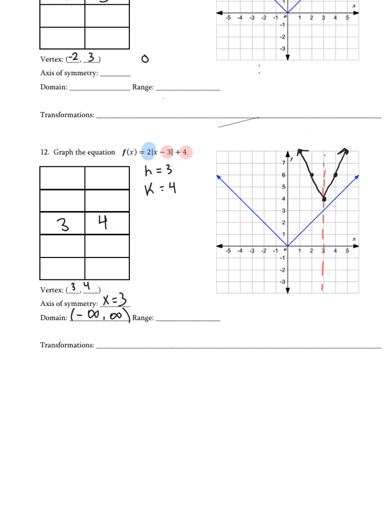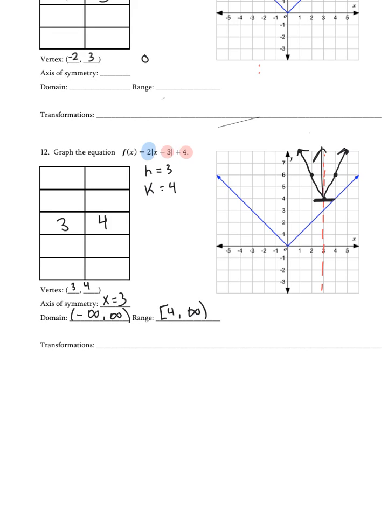My range, this time the graph is facing up. So the bottom of my graph here is at the y value of 4. So I'm going to put a bracket 4. And then I can go up as far as I want and have all the positive y values above 4. So I'm going to go 4 to infinity.